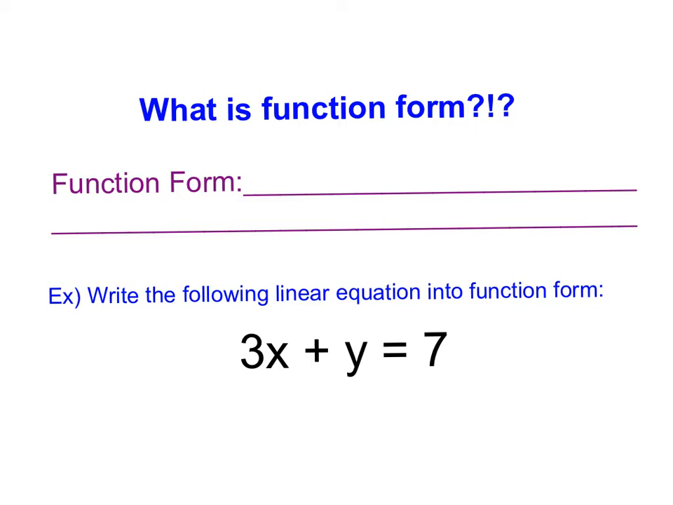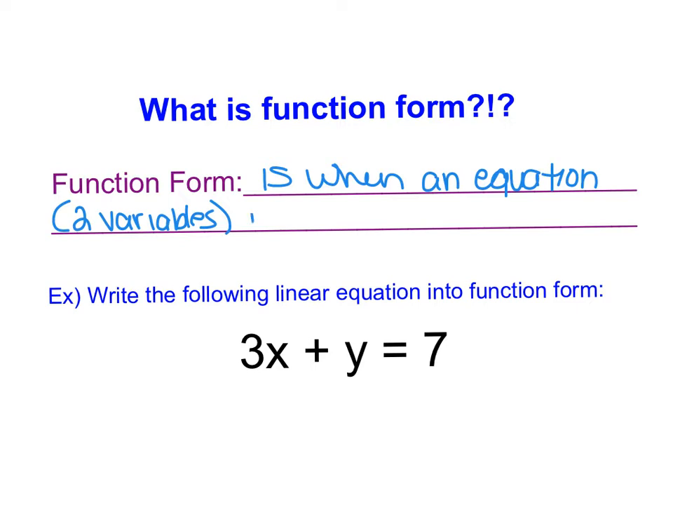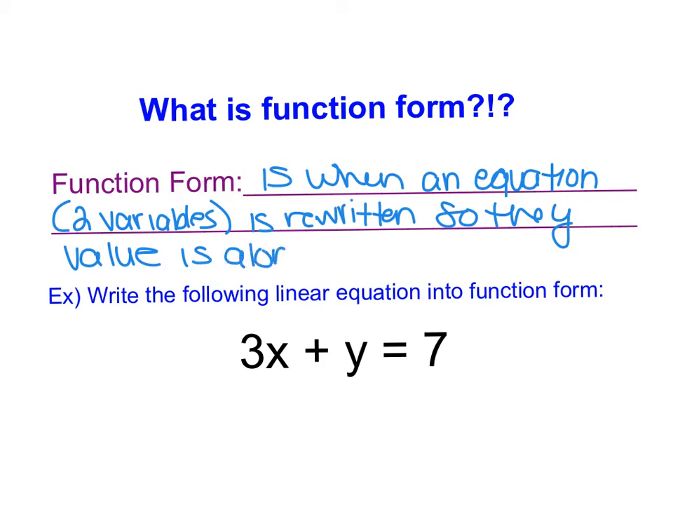Function form is when an equation, specifically one that has two variables, is rewritten so the y value is alone. So we're going to look at how we can rewrite equations so that they have the same meaning, but so that they look a little bit different and the y value is alone.